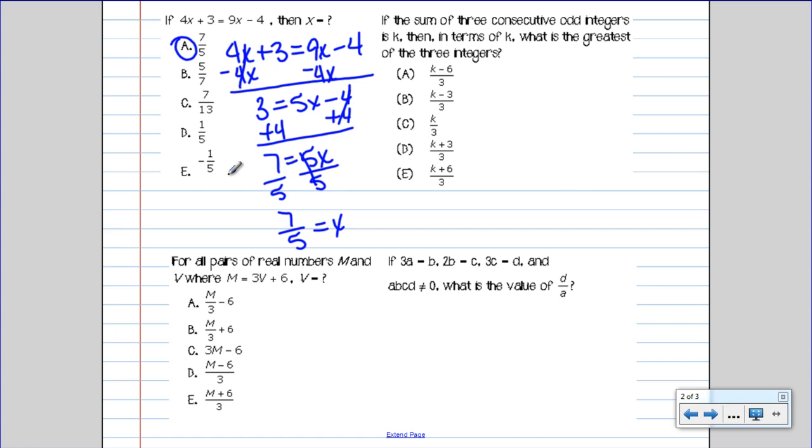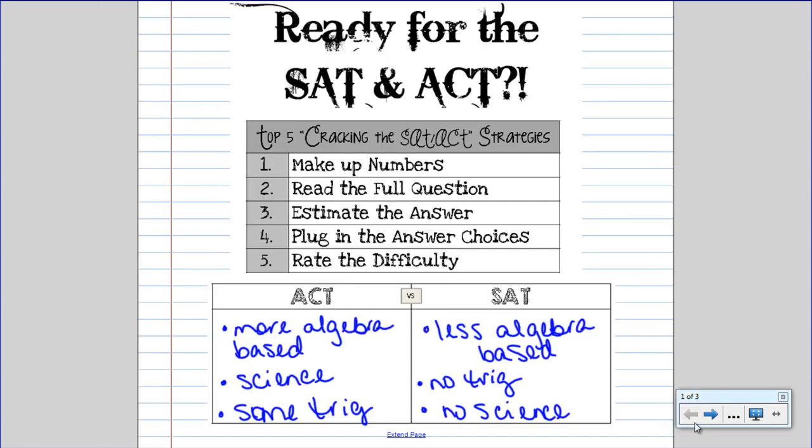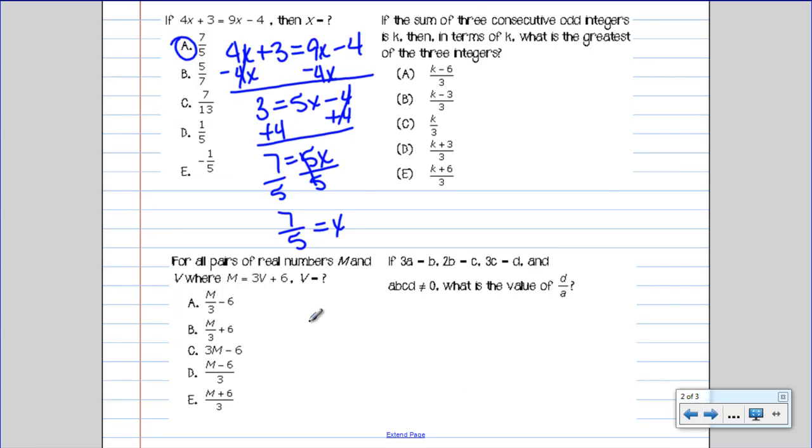Now the next question is an integer problem. It says the sum of 3 consecutive odd integers is k. Then in terms of k, what is the greatest of the 3 integers? Now we could do this algebraically, but there's an easier way to approach this problem. If you look at our strategies, strategy number 1 was make up numbers. So that's what we're going to do. We're going to make up numbers. I've got 3 consecutive odd integers, which means I have 3 odd numbers in a row.